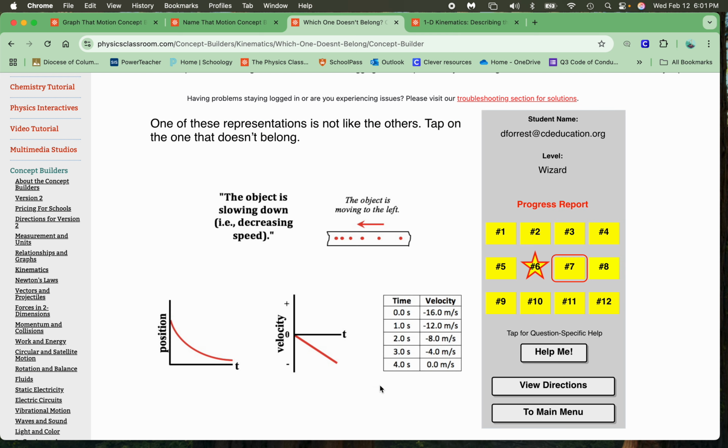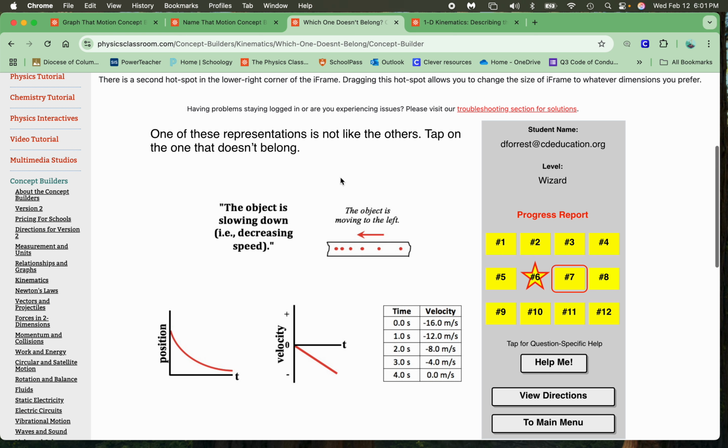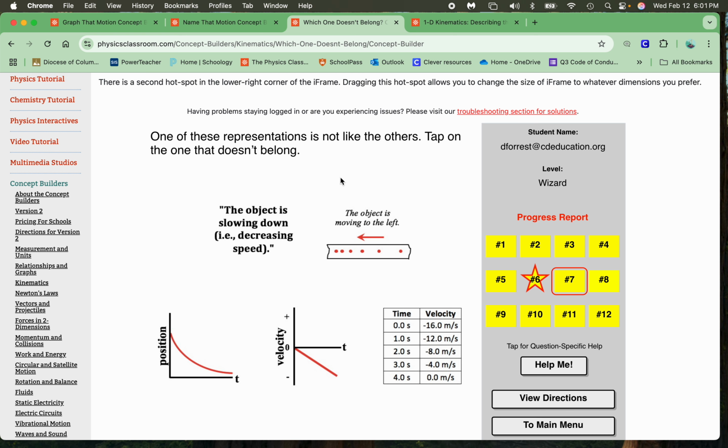So some of these will have 3 representations, some 4 and some 5. You won't have more than 5 here. The easier levels have fewer representations.